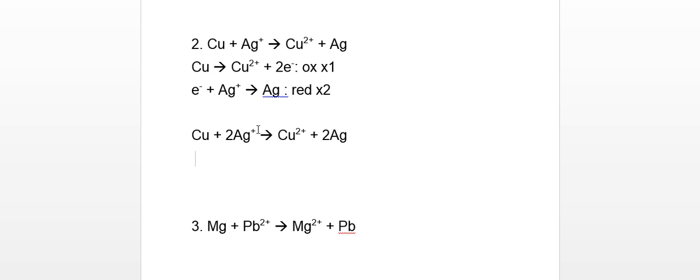One way of doing this is looking at the charge. 2 times plus 1 is 1 times plus 2. Okay, hunky-dory, everything works beautifully there. That one is a balanced, completed answer. Let's put an underline underneath it.